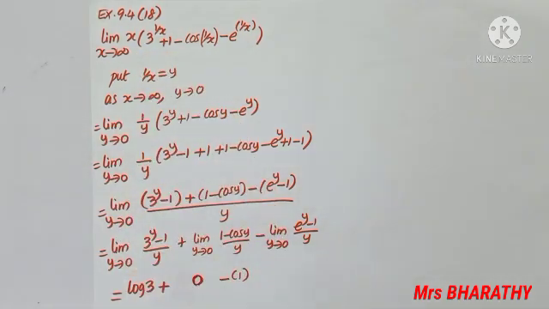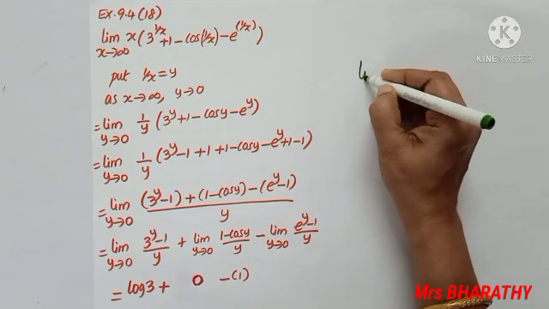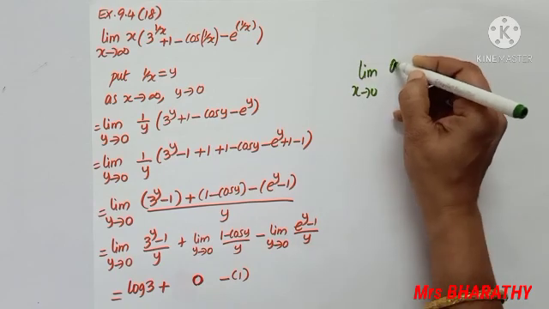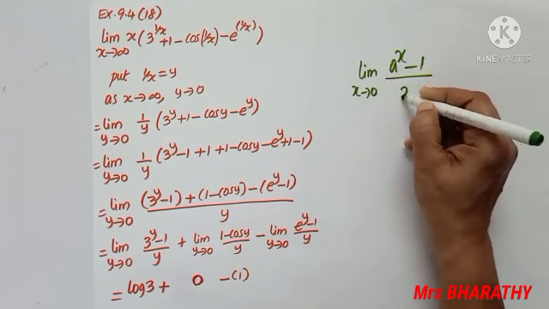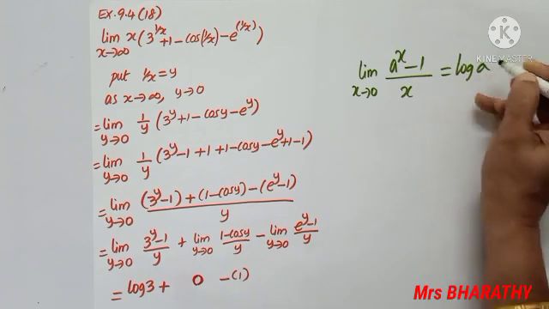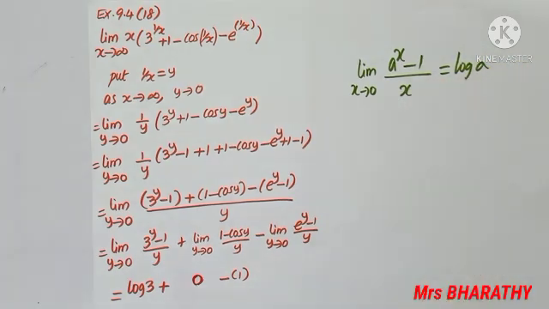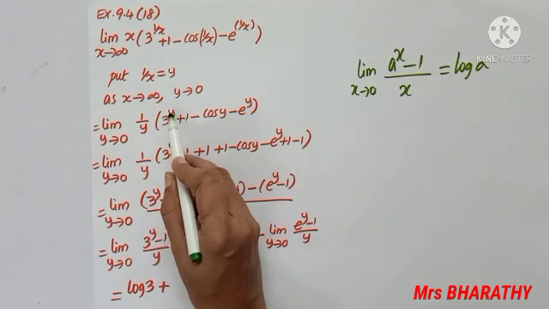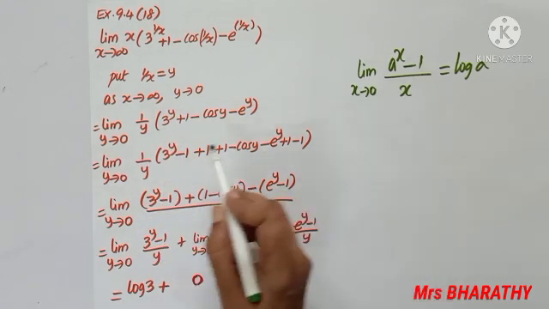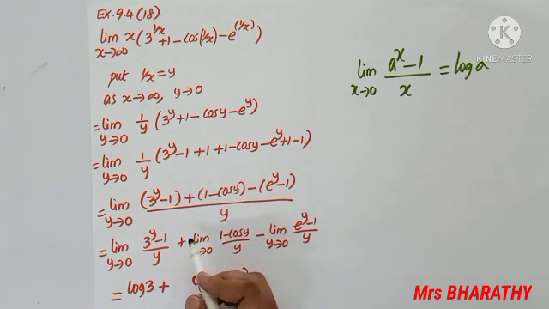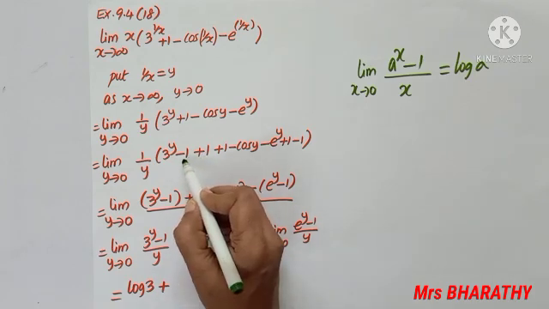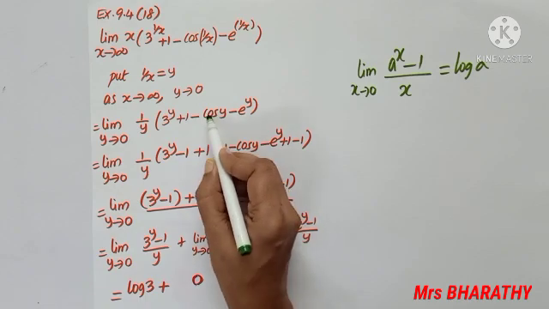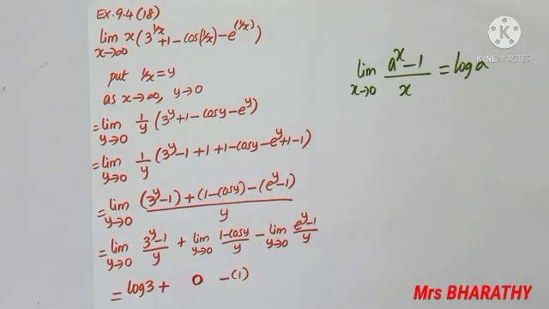Applying all this in the given problem. Now, I want 3 power y minus 1. What is the formula that I remember? Limit x tends to 0, a power x minus 1 by x is log a. To apply, I need minus 1. So, 3 power y given in the question. I need minus 1. So subtract and add 1. This value we have given. Copy this one as it is, minus cos y minus e power y.